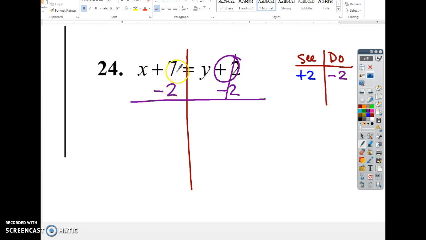Again, this one doesn't have an x, this one doesn't have an x. So now I can really subtract these two, and that would give me a positive 5. Bring down the x, bring down the equal sign, bring down the y, and you are done. Okay, this one was a little different than the rest of them, but hopefully you were able to understand it.